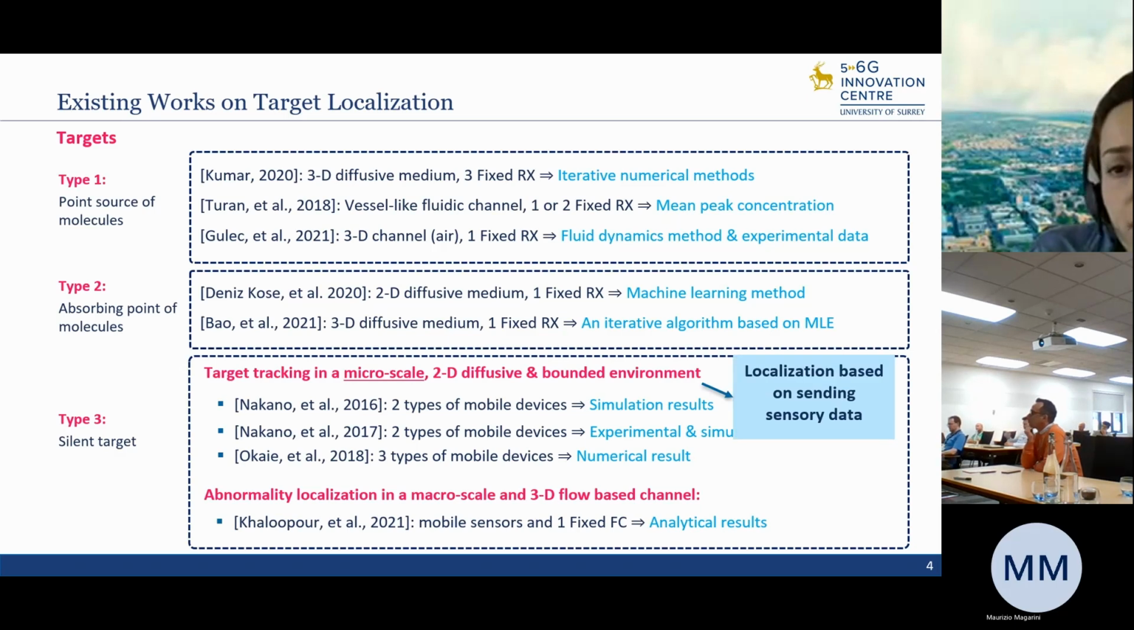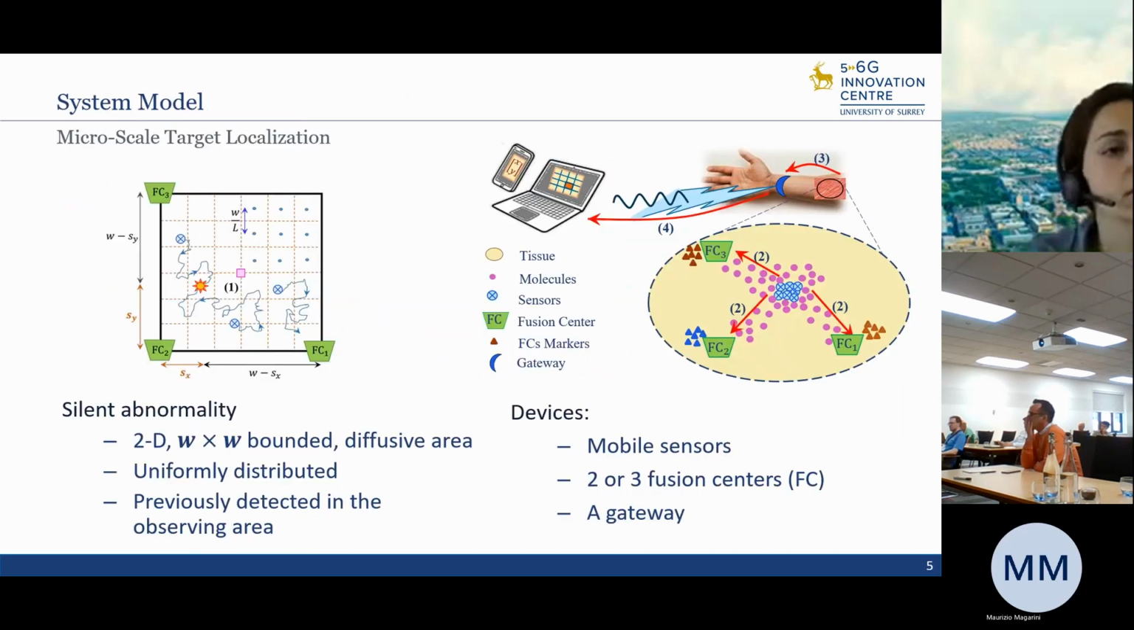Here, we wish to consider a system where the mobile sensors move and find the abnormality and send their sensory data using some molecular communication setup to localize the abnormality. Again, we do not use molecular communication just for message transmission, because these sensors are not very sophisticated nanomachines. They are very simple sensors and they can just release molecules when they get activated. So the sensing and communication is somehow integrated in this molecular communication setup. For this, we propose this system model.